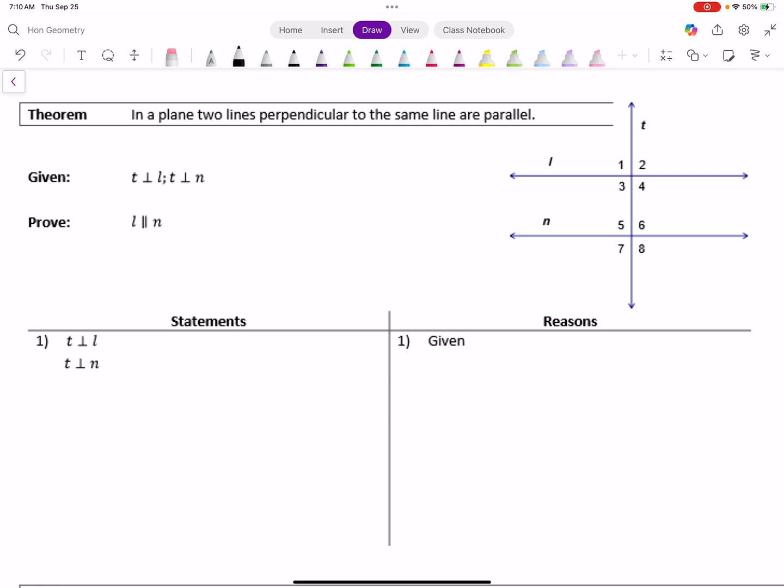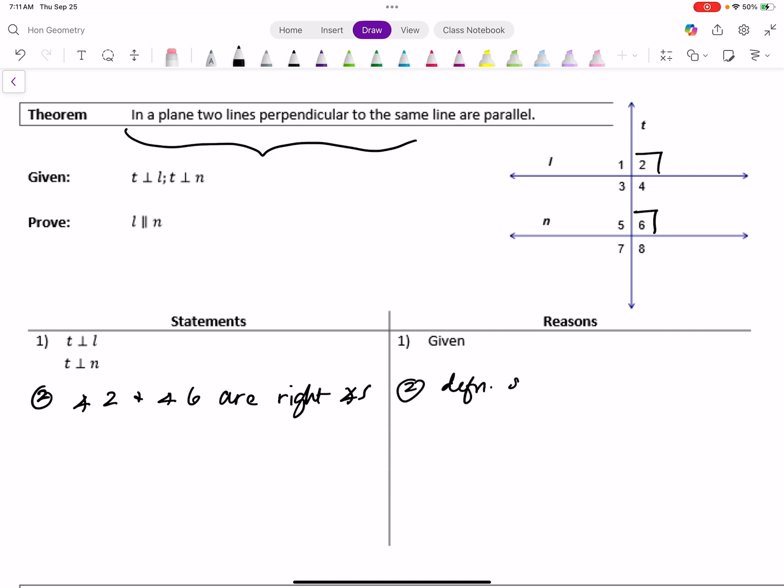So we've got to show, well, we don't have to show it. Our diagram shows it. So T is perpendicular to N, and T is also perpendicular to L. Okay, so that's what was given. So we took this in the diagram and put it all into the given. So we know right now the angle 2 and angle 6 are right angles, because that's the definition of perpendicular lines. Okay, so they form those right angles.